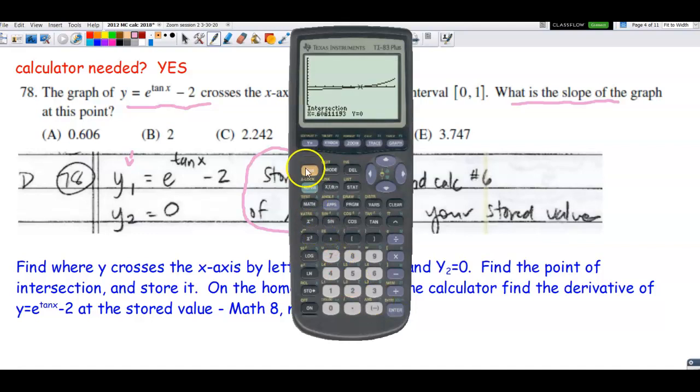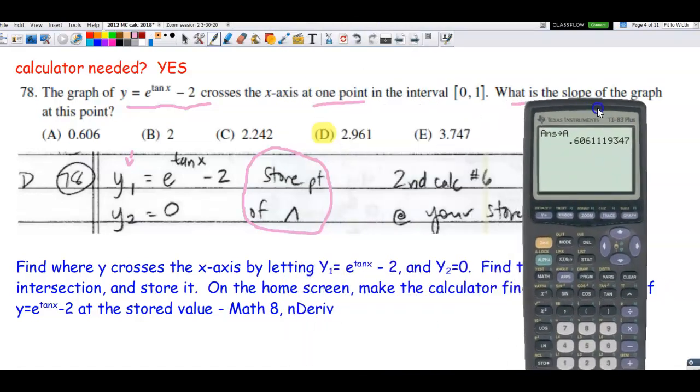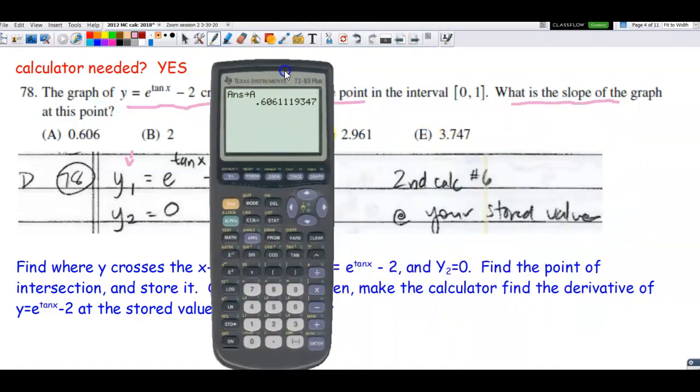And remember, you need to store that value, so while this is on the screen, you're going to second quit, and you're going to store, and you're going to put it generally in alpha A. You can put it in any letter that you want, and you can see that that number has now been stored. And then what they want us to do is to find the slope of the graph at this point.